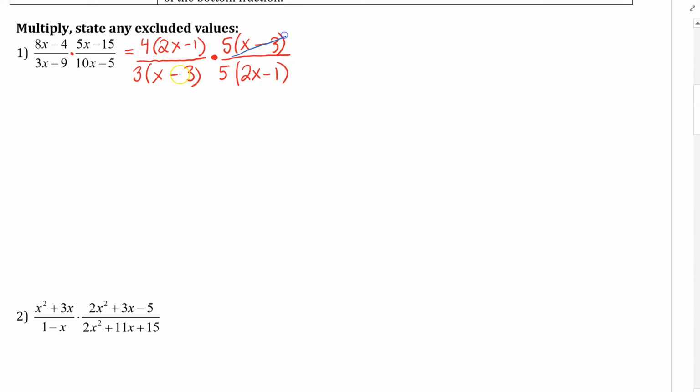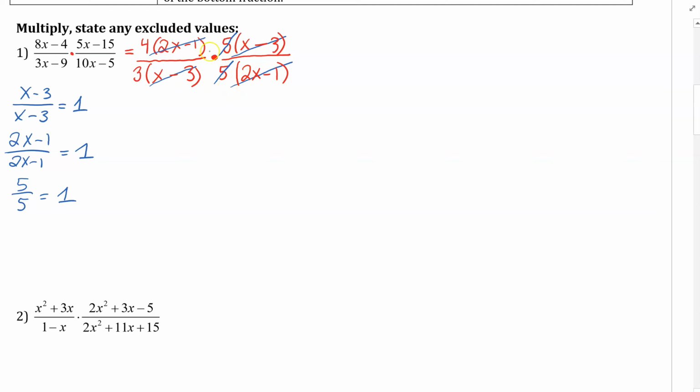This x minus 3 can cancel with that x minus 3, and that is because x minus 3 divided by x minus 3 equals 1. I can also cross cancel the 2x minus 1s from the numerator to the denominator because those quantities are identical and they will divide to equal 1. And I can cancel 5 over 5 because that is an identical quantity that will divide out to equal 1.